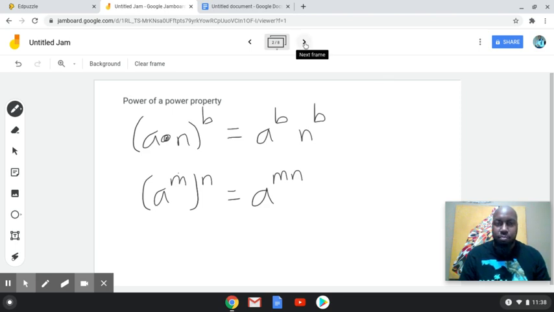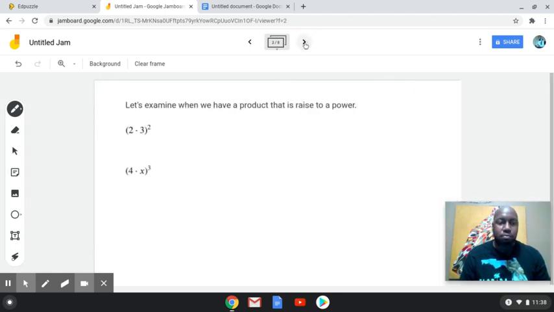All right, moving on. Let's examine when we have a product that is raised to a power. A product is when you take two terms and multiply them together. So now we're going to look at what happens if we have two terms. Sometimes it could be 3, 4, 5 terms, but I don't want to stress you out too much. I just want to give you a little bit, and you can take it from there and progress further along.